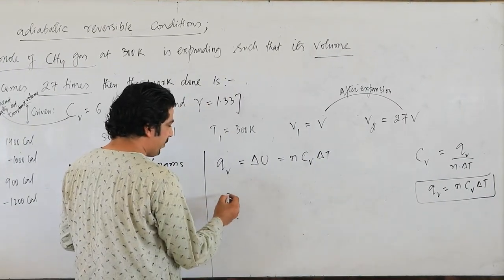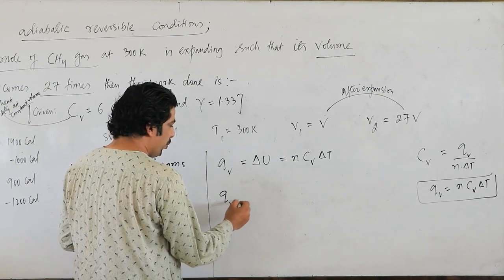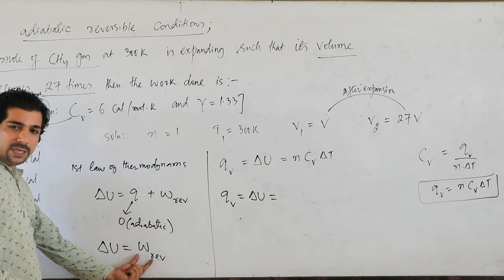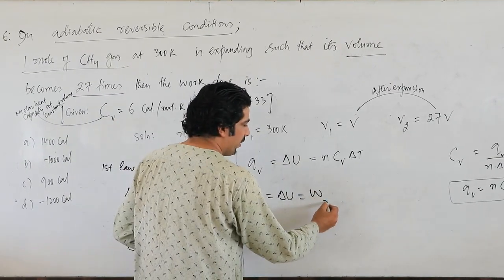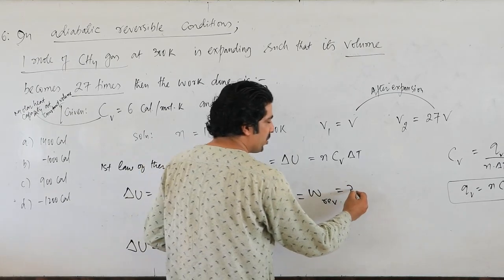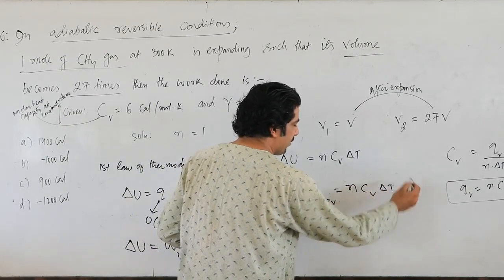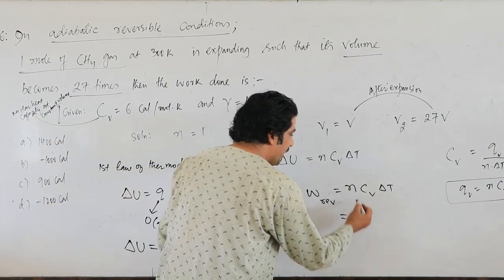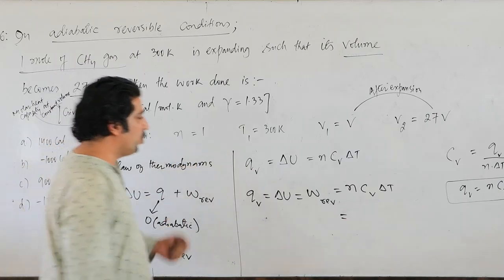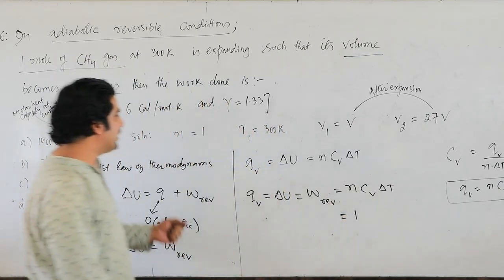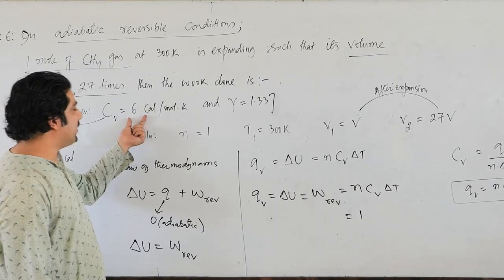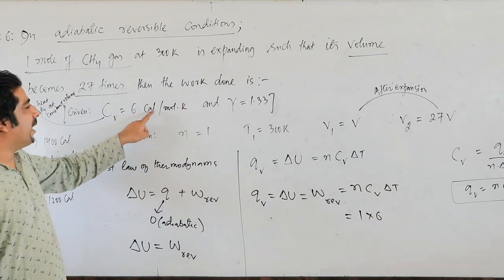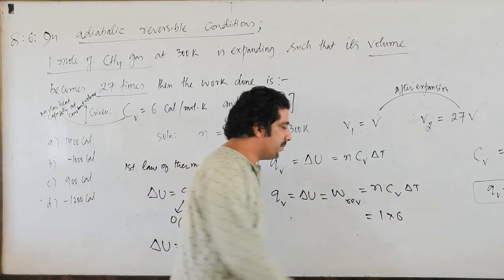Now I can write down here, my dear friends, Qv is equal to delta U, which is equal to work reversible, and that is equal to n Cv delta T. Okay, let us simplify this. We know we have 1 mole. And what is Cv, the molar heat capacity? It is 6 calories per mole per kelvin. So I am putting 6 here.